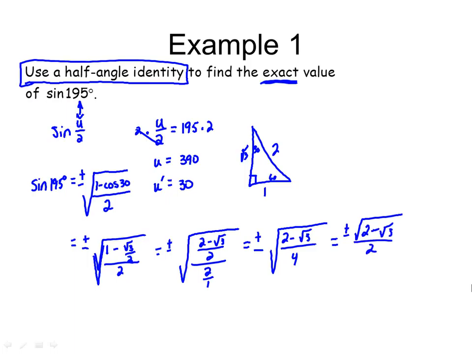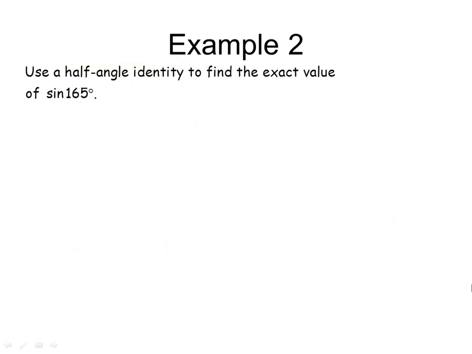And you got your answer. So you have plus or minus square root of 2 minus square root of 3 over 2. Okay, try this one. Follow verbatim what we just did and see if you can do it. Yes, no, maybe. What is U? What was your reference angle?